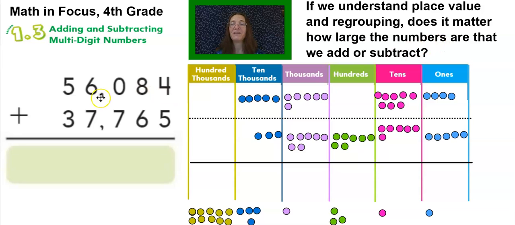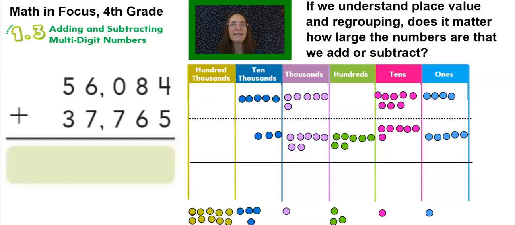Our first problem here has 56,084, which I have modeled here with our place value chips for you. Adding to that, 37,765, modeled in this space below. Now we're going to pay attention to regrouping.